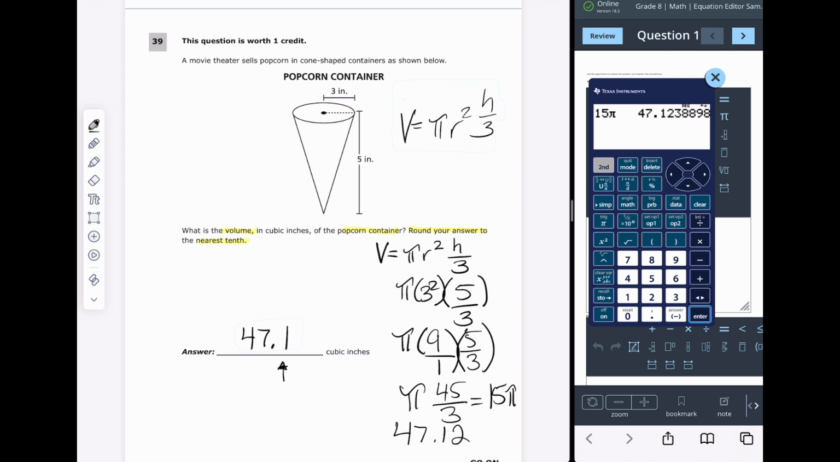All right, so hit pause and jot this down. Now, because they didn't say leave your answer in terms of pi, you cannot just have 15 pi as an answer. They wanted you to do the entire piece. And besides that, if you forgot to round, unfortunately, that would also cost you the entire point.